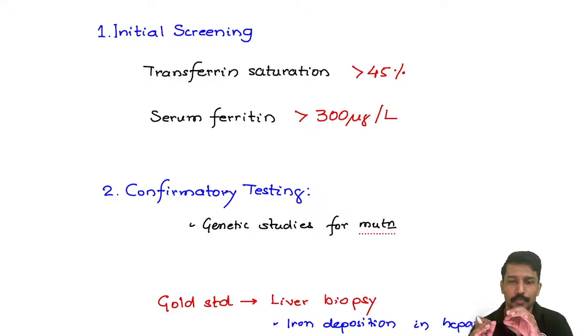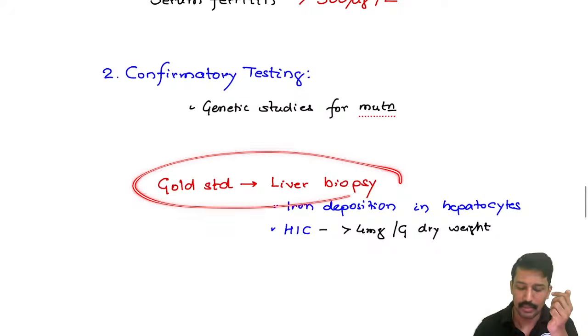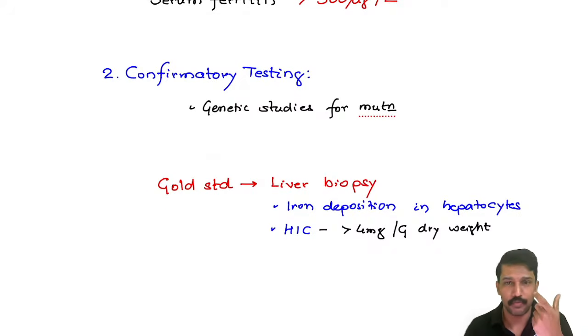If anybody asks you, what is the gold standard? Do I need to do this gold standard test for all patients? Of course not. But if anybody asks you what is the gold standard, it is the liver biopsy, where again we are looking at the quantity of iron in the liver. For that, we are using this term hepatic iron concentration of more than 4 milligrams per gram of dry weight of liver. It means once we have done the liver biopsy, we have the sample.